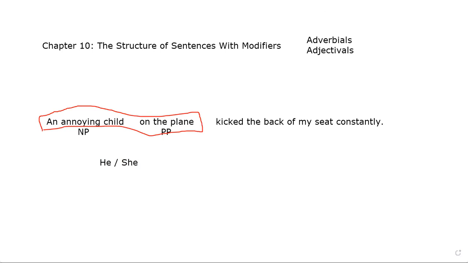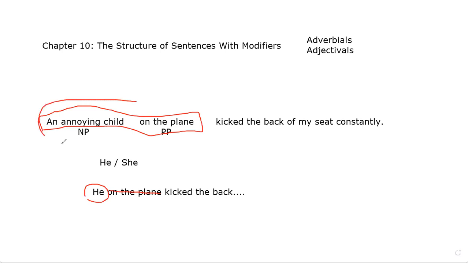Okay, we don't have a sentence that looks like this. We're not going to have he on the plane kicked the back of my seat or she on the plane, right? On the plane, that prepositional phrase, doesn't just get deleted with the annoying child. The entire phrase, an annoying child on the plane, is replaced with the he or the she, right? It's not going to be he on the plane. It'll be he kicked the back of my seat. She kicked the back of my seat. In the question, who kicked the back of my seat?